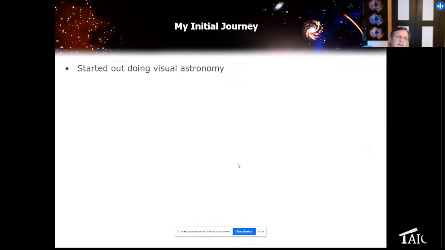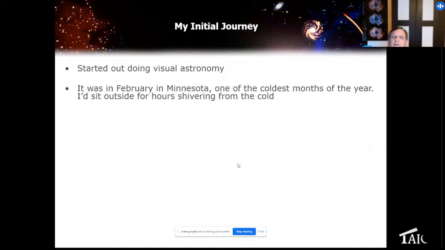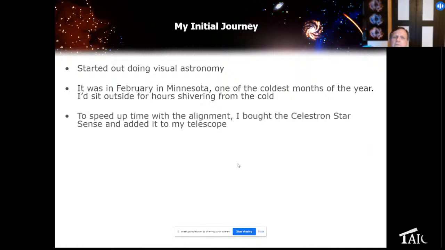I started out doing visual astronomy, and it was in February in Minnesota, one of the coldest months of the year, and I'd sit outside for hours, shivering from the cold. I didn't know what the heck I was doing. I hadn't even learned the night sky yet, but I was really in a hurry to get into this hobby. And I thought, well, I can learn the sky later.